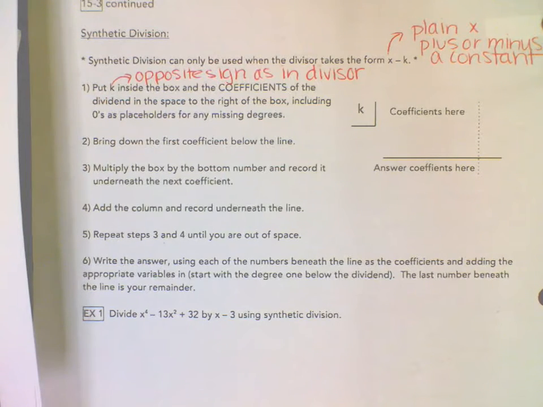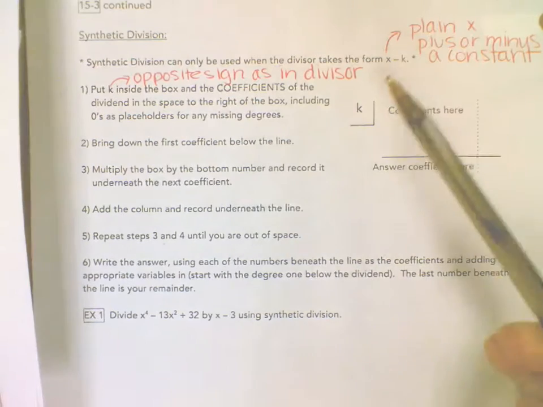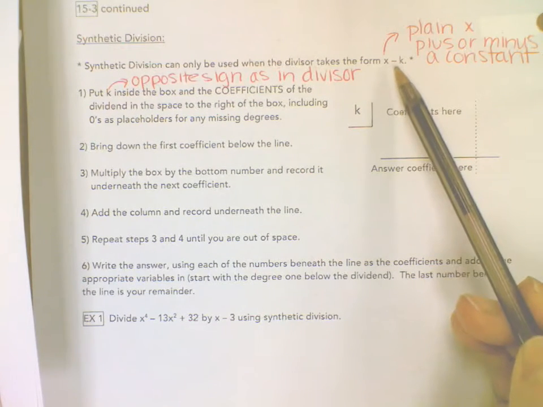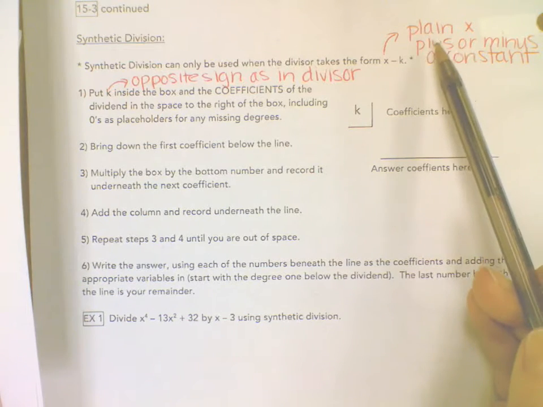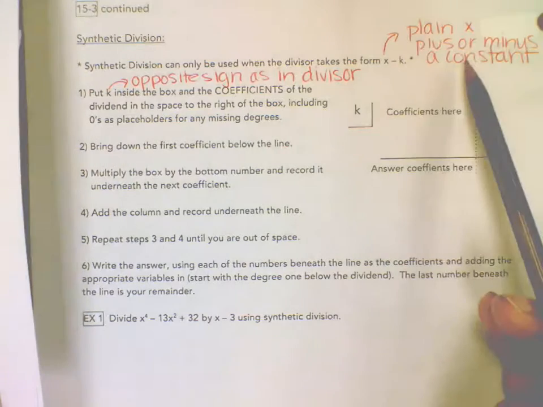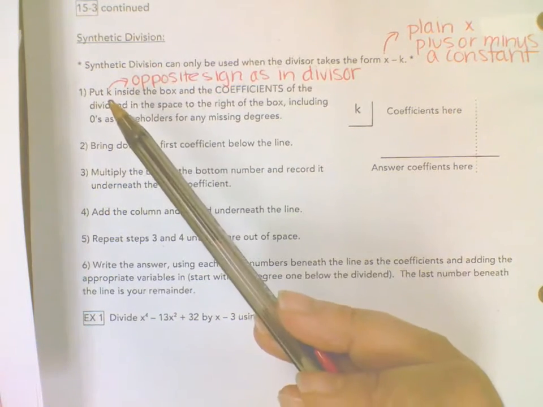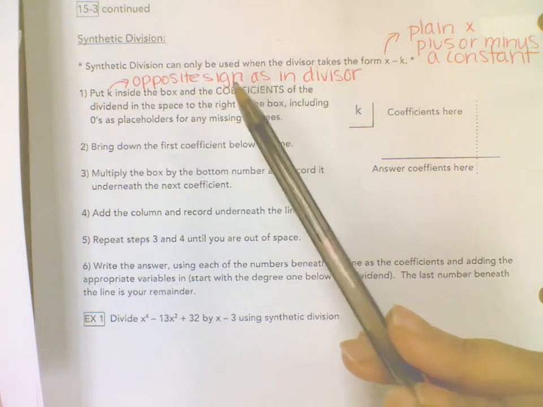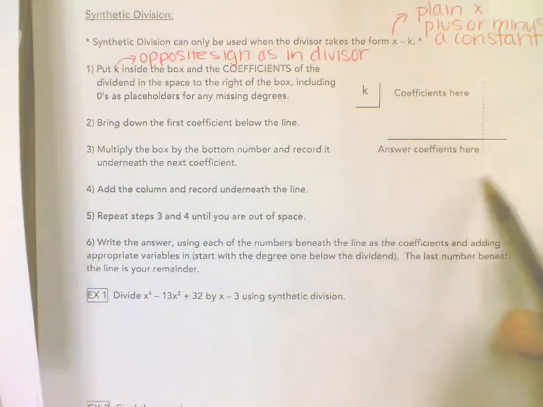Most important thing to understand is that you can only use synthetic division when your divisor is in the form x minus k, meaning it's a plain old x, not an x squared, not a negative x, not a 10x, just a plain x, and then plus or minus a constant. In the format, it says minus. It's okay if it's a plus, because we put our k, which is the opposite sign as the divisor, inside our box. So again, this is the setup.